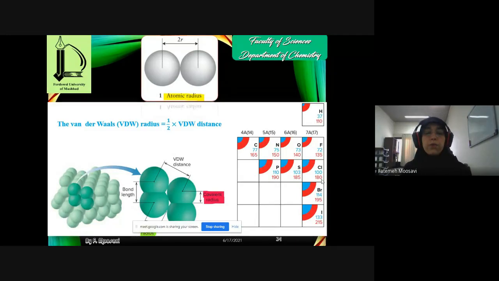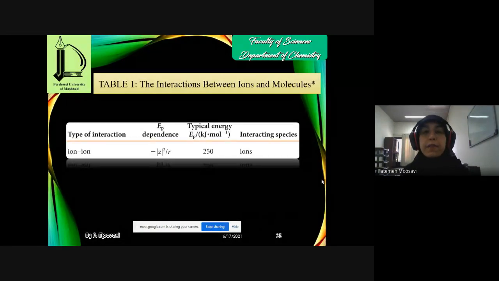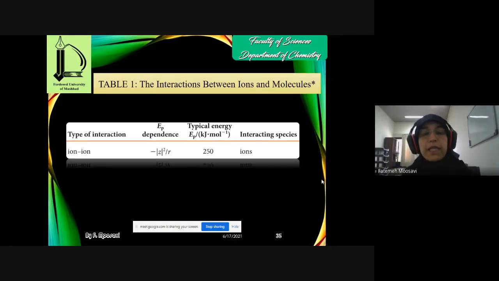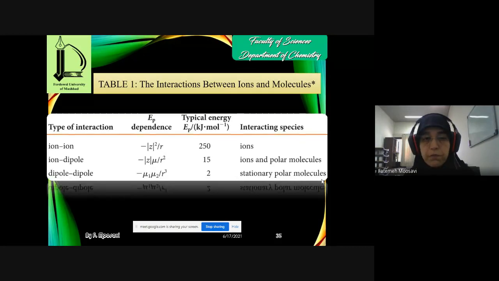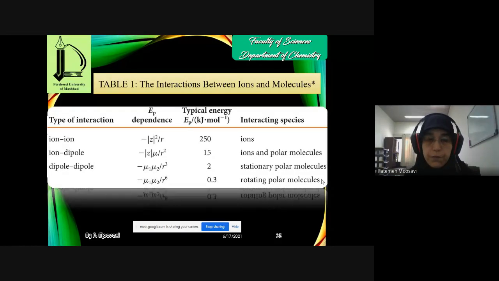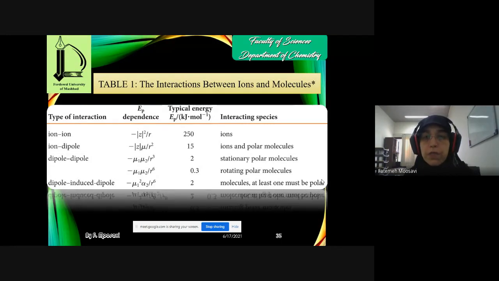Okay, we can go on to be familiar with the intermolecular interactions. The interactions between ions or molecules is called intermolecular interactions. We have different type of intermolecular interactions, and typical energy can be shown in this table. You see that ion-ion interaction is observed between the ions. Ion-dipole interaction is observed between ions and polar molecules. Dipole-dipole interaction is observed when we have polar molecules. Dipole-induced dipole interaction is observed when just one molecule is a polar molecule.